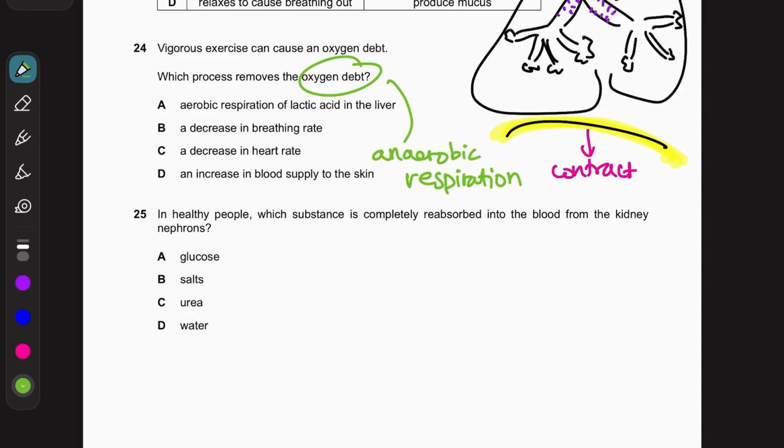And how do you get rid of it? You need oxygen, because the oxygen will help to convert it back into something that is harmless. So the oxygen required to get rid of that lactic acid built up during the anaerobic respiration is a debt. It's like you have to pay it back in order to get rid of the lactic acid. And that is why the answer is A. Aerobic respiration, which requires oxygen, will help to get rid of that lactic acid in the liver. Okay? None of the other answers make sense, so it is A.